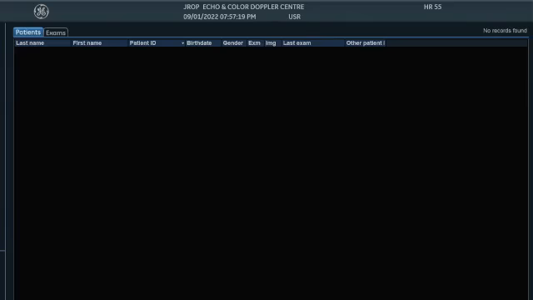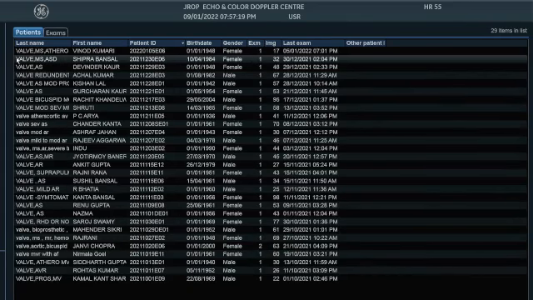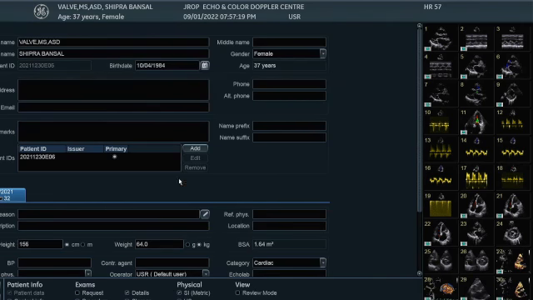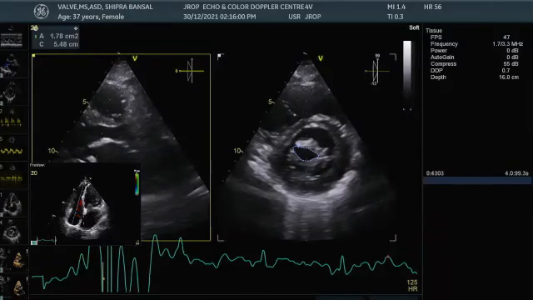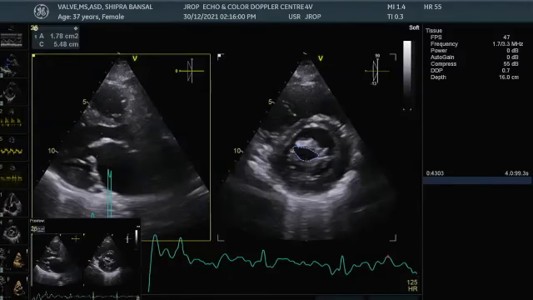Sir, almost every question is already covered, but I just want to see the wall in parasternal short axis. Can you identify all the walls in parasternal short axis? Parasternal short axis. Just a second. Give me a second. Yes, sir.